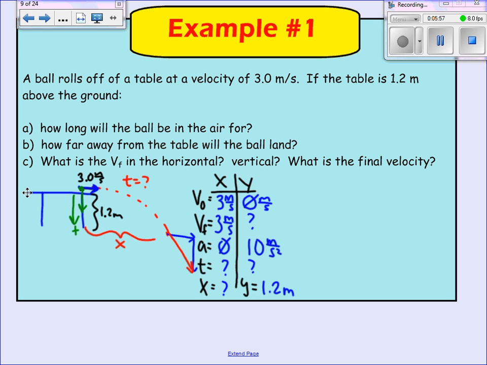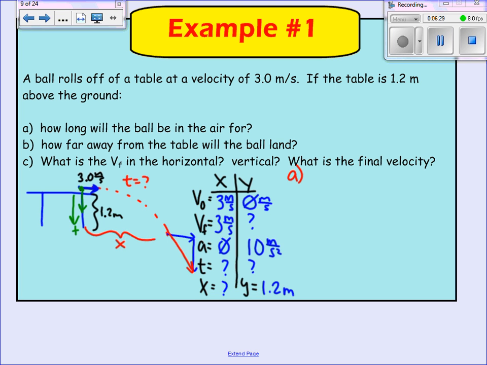For letter A, it's asking how long it is in the air. Think about it. Which column, X or Y, would dictate how long something was in the air? The answer is the Y column. Because if it wasn't for gravity and gravity's effect on the ball, it would never hit the ground. It would just keep going in the air forever. So it's the Y component, the gravity component, that actually affects the ball hitting the ground and thus limits its time. So when we're asked to solve for time, we're going to use the Y column.